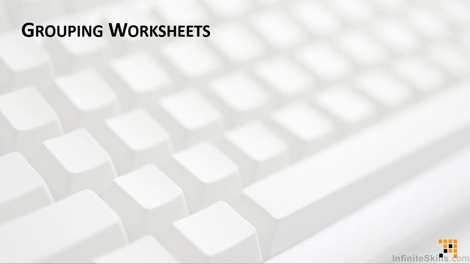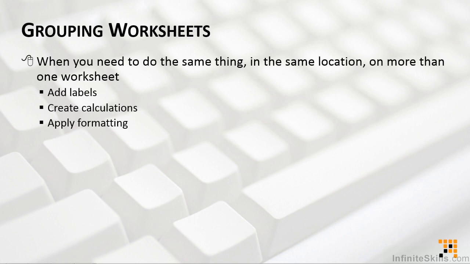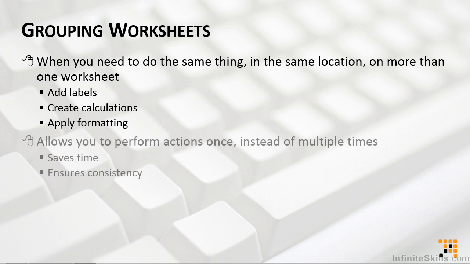Another thing that we can do to help simplify our work is grouping worksheets. I never want to be accused of being lazy, but we can work smarter rather than harder. When you need to do the same thing in the same location on more than one worksheet, we can group the worksheets and do it all in one step. Things like adding labels, creating calculations, and applying formatting are perfect examples of when you should consider grouping worksheets together. It simply allows us to perform the action once instead of multiple times.